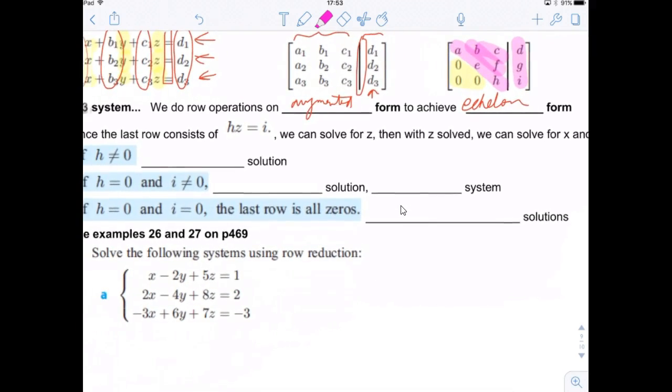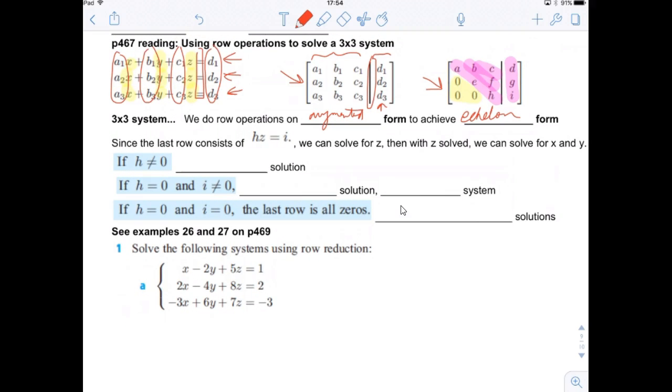So we change augmented matrix form, which is that, to echelon form, which is that. The reason we're doing that is because we're reducing, especially the last row, to a very special format, which is h on the left and i on the right. Remember that the h on the left is a coefficient being multiplied times the variable z. So what you're left with is hz on the left and i on the right. Once we have hz equals i, remember that h and i are actually numbers, so you can solve for z by dividing i by h.